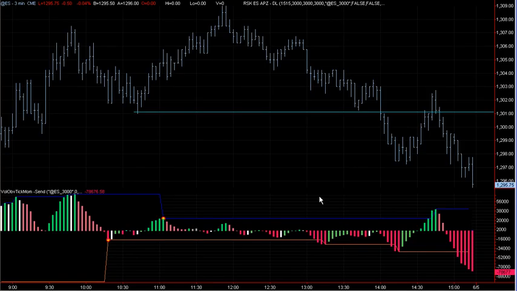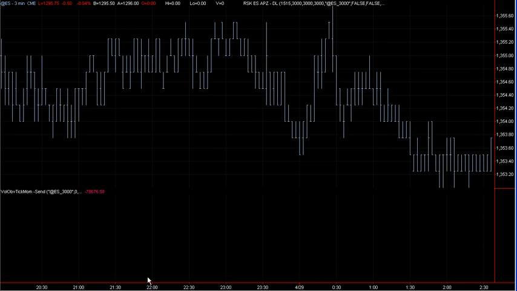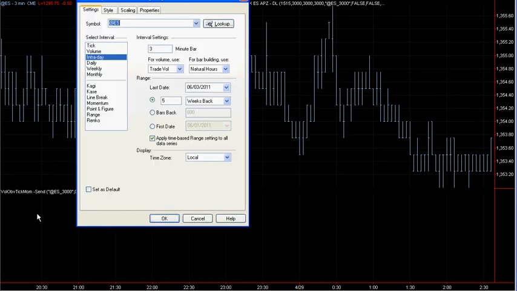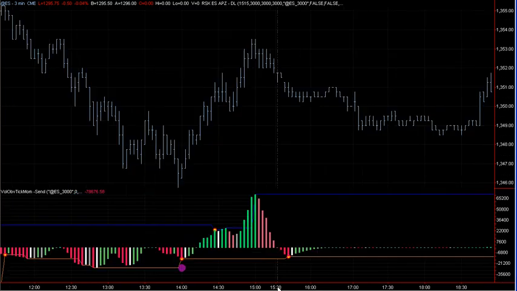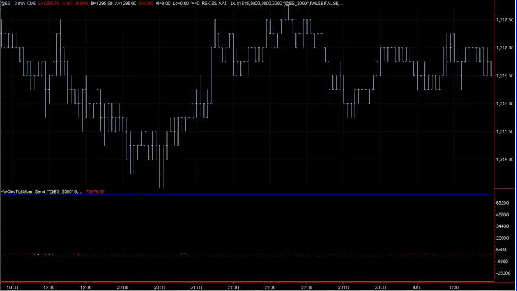Okay, now all I've done is just taken the standard volume indicator, and I've got 5 weeks worth of data, and I'm just going to fly it over to some spot on the chart. All right, need a little bit more data to look at this. Okay, let's try that again. Okay, so let's take a look at this particular day.